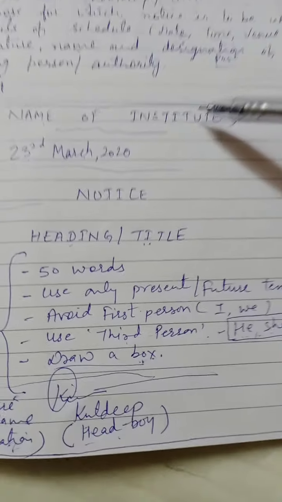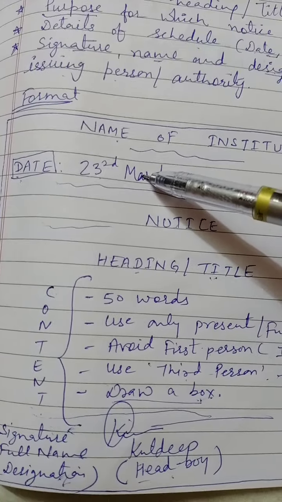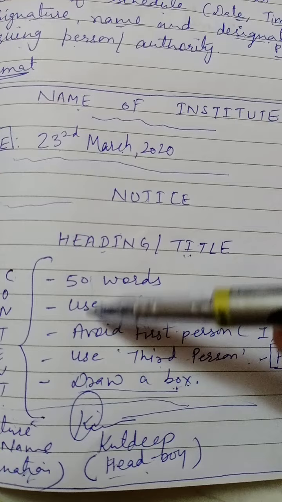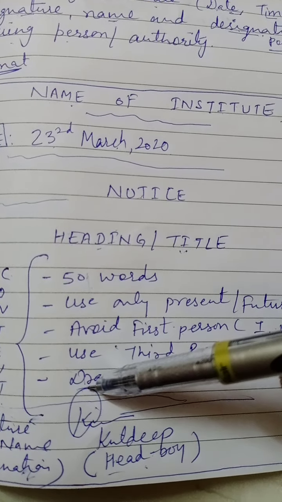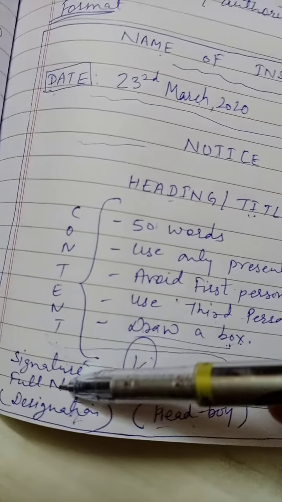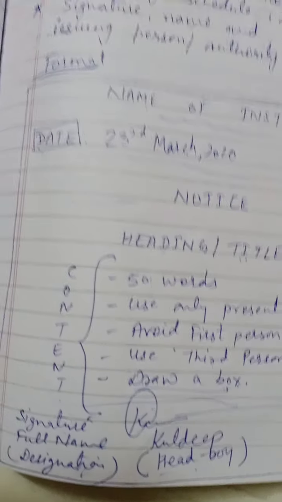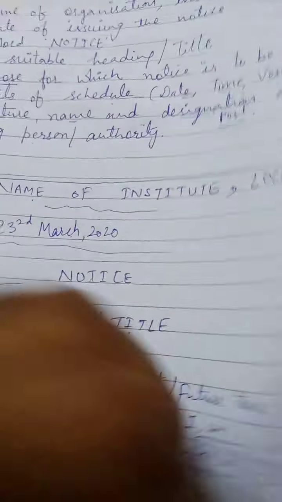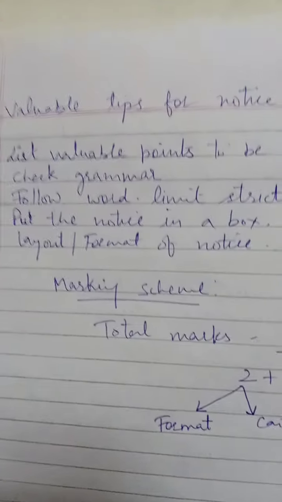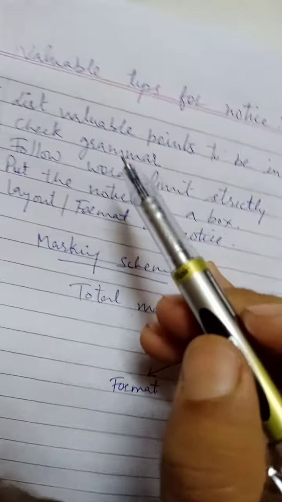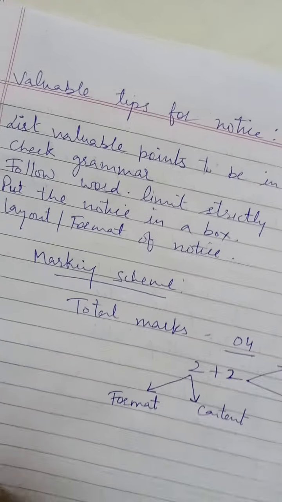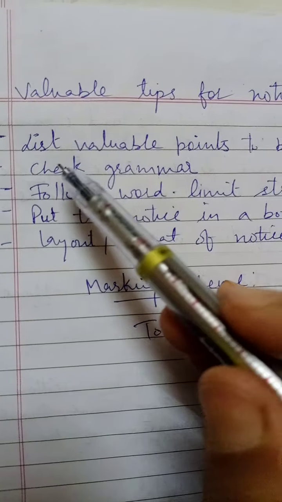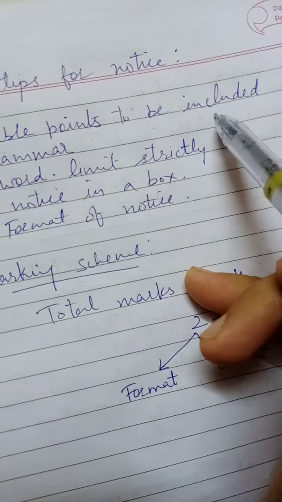Once again, first of all, name of institute, then date, then notice, then heading or the title, then the instructions we should follow while writing a notice, then signature, full name and designation. Now next one is some valuable tips for notice. What are the valuable tips for notice? Let's see. First one, list valuable points to be included.